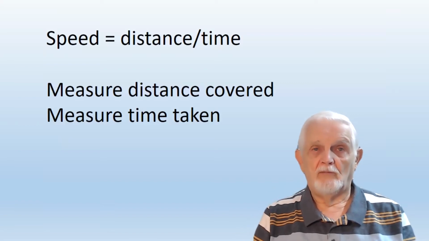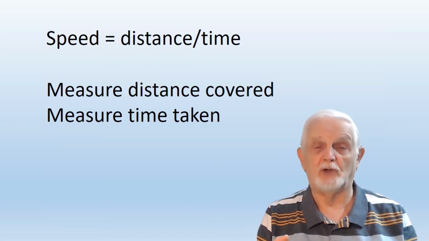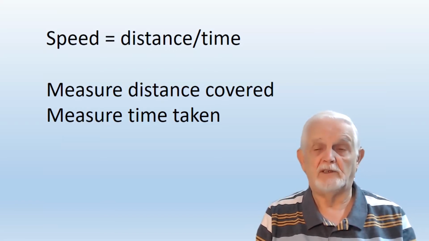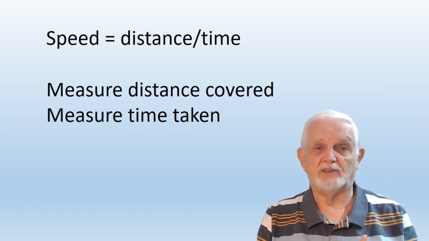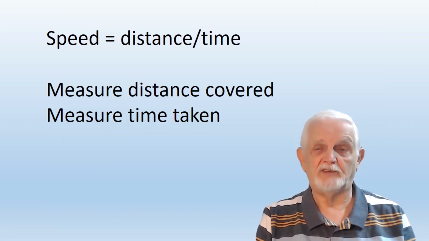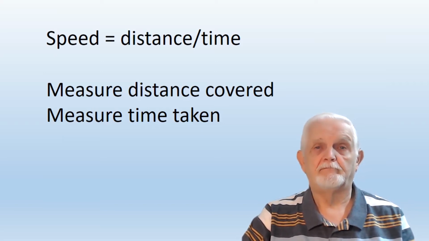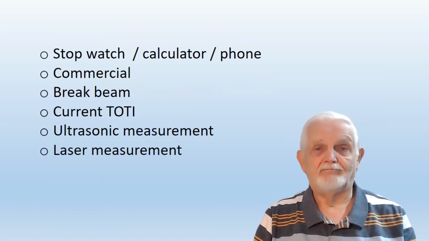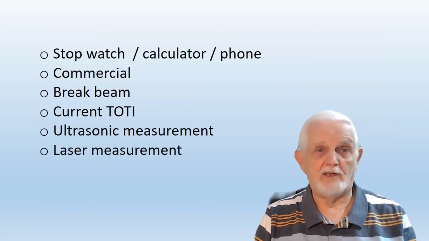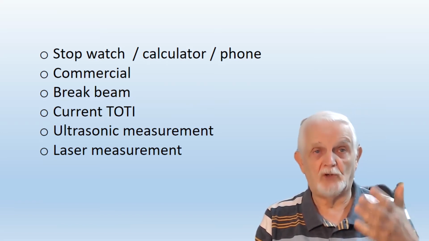So, to calculate speed, we need two things. We need to know the distance we've covered and the time it took to cover that distance. That's all we need. Two measurements, and we can calculate from there. So what we're going to discuss now are how do we get those measurements of time and distance, and how do we calculate and display them. Lots of methods, from the stopwatch to commercial ones to various ones I'll look at shortly on how we can have DIY versions of them. And we'll look at all of these.